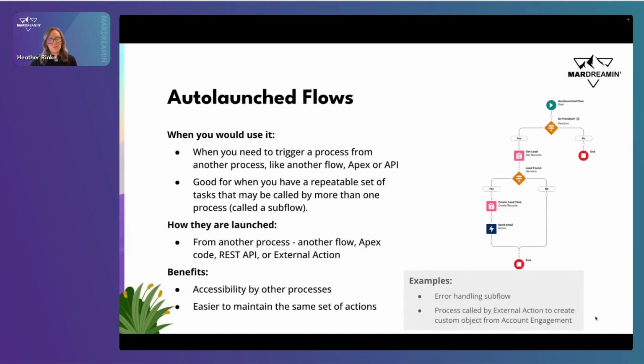Next, we have autolaunched flows, and these are not triggered by a record or a time, but they are usually invoked by another process. So this is a great way to take a set of actions that you want to occur in multiple processes and package them up so that they can be used by those multiple processes. A great example is, if you want to be able to handle potential errors in your process, you could package up an error handling subflow and call that for most of your flows.